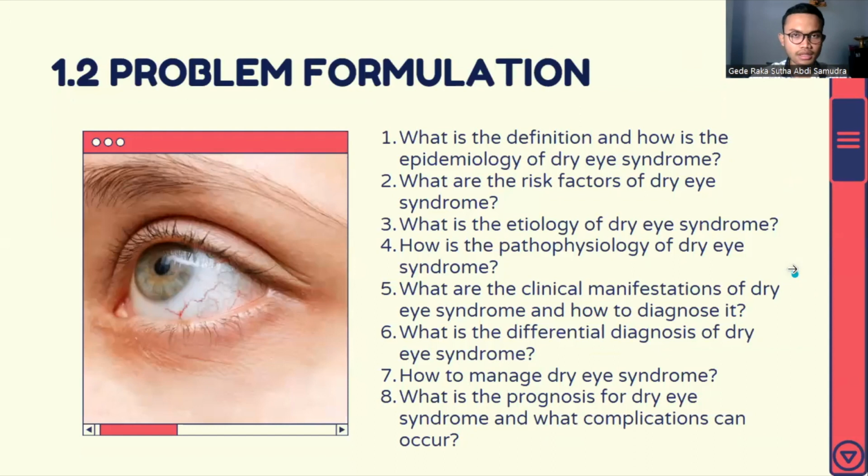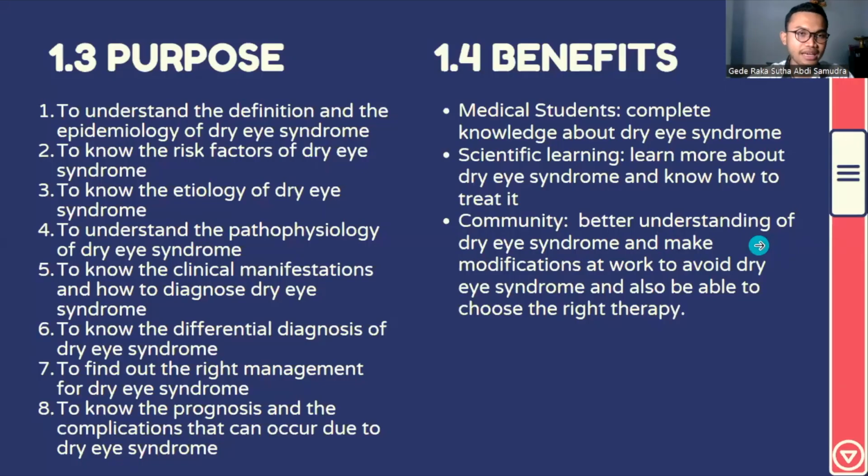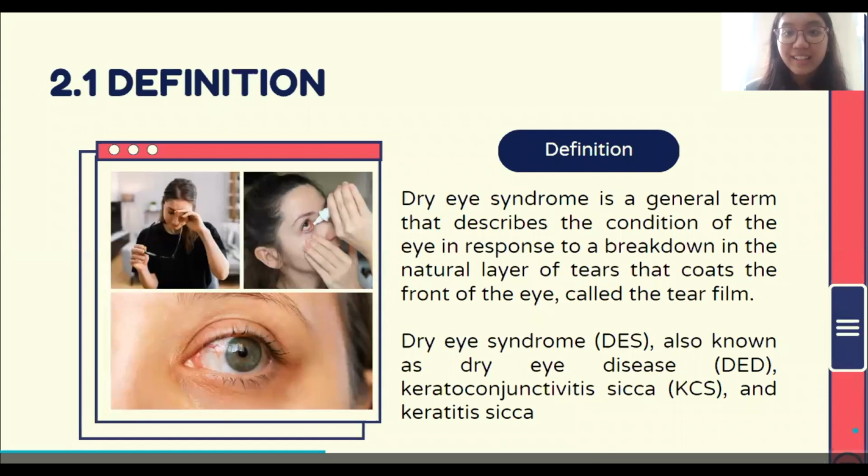Thank you. Hello, my name is Gede Raka Samudra with the last 3 digits of student number 023. Now I will explain to you about the problem formulation. This student project consists of 8 problem formulations, 8 purposes, and 3 benefits. That's all from me. Thank you. Okay, thank you for your time.